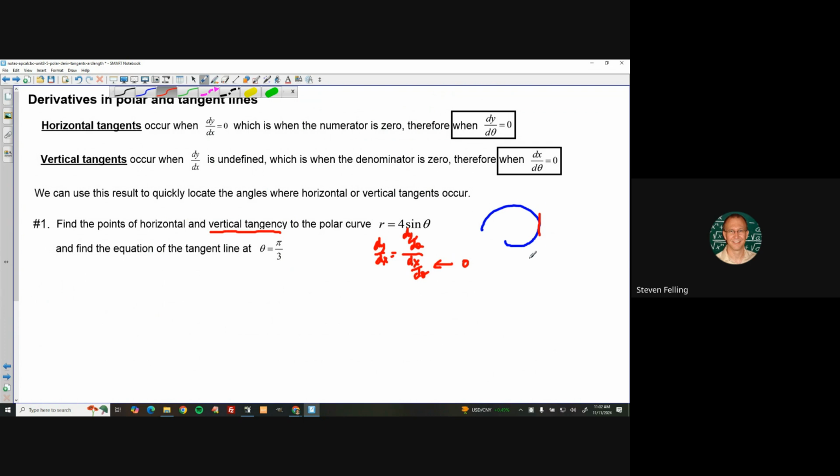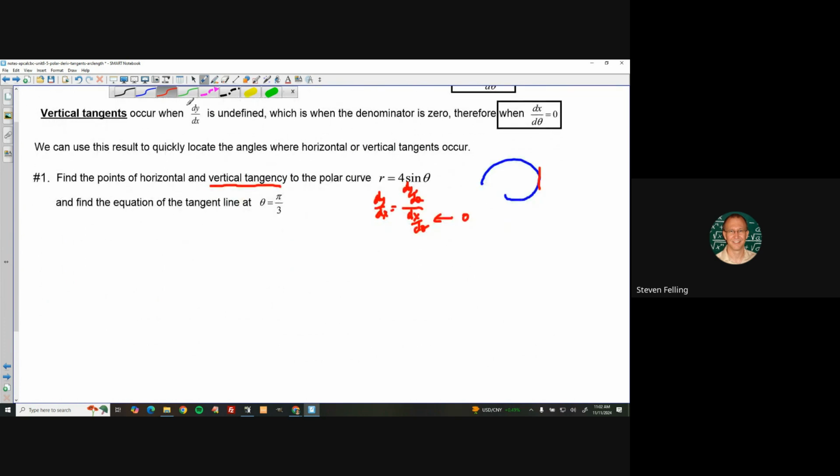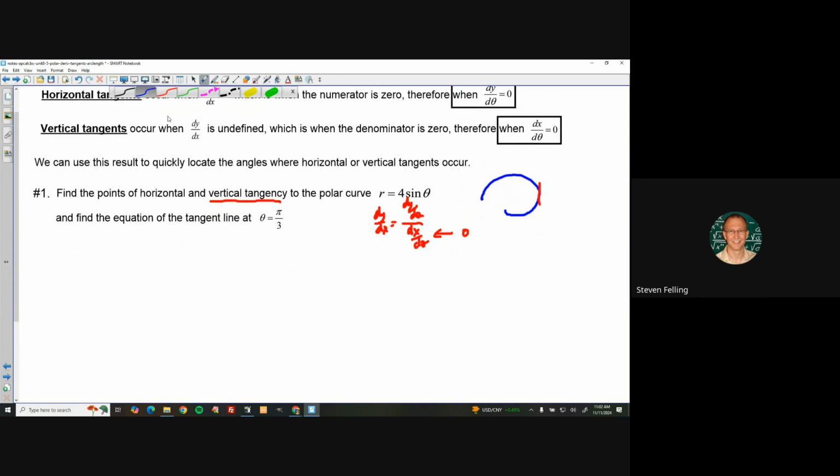So I would go through this little thought process whenever I see the phrase vertical tangency or vertical tangent. Okay, so now the goal is to come up with an equation for x. Right, so first of all, x is r cosine theta, but r is 4 sine theta. So that is 4 sine theta times cosine theta, right? And then I need to take this derivative, dx d theta, and figure out where that's 0.